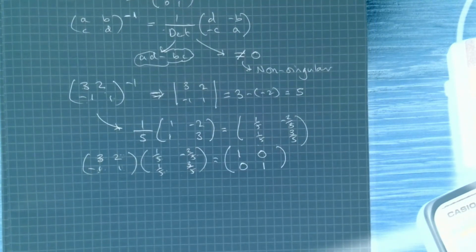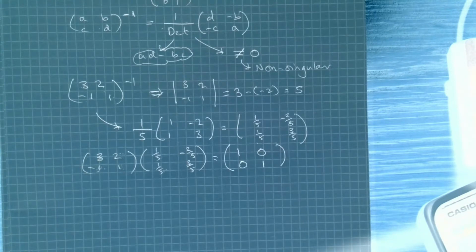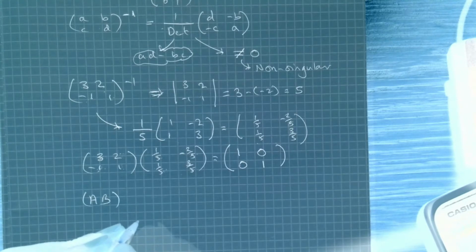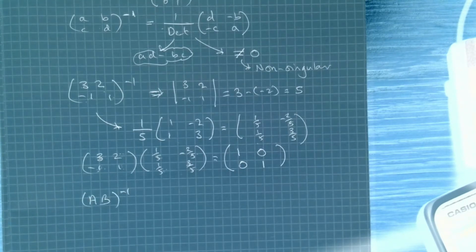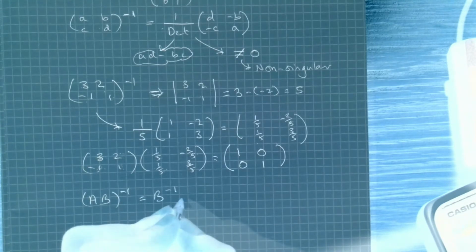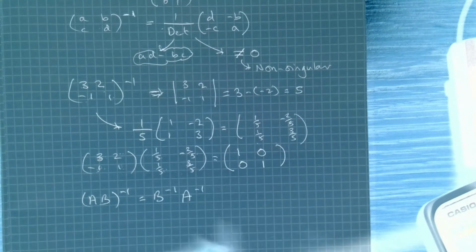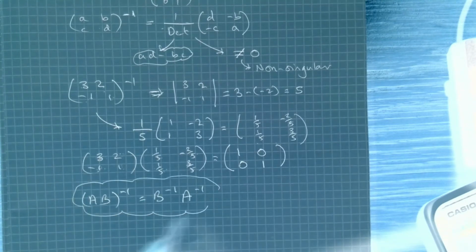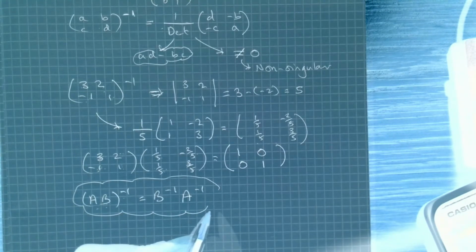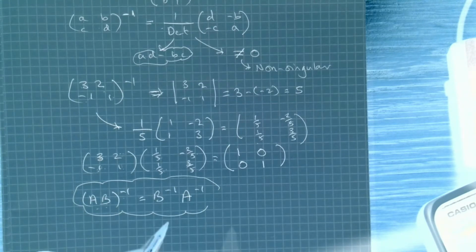There's also some other stuff in that section, and this is a useful rule: if you multiply two matrices together first, then find their inverse, that is equal to the inverse of the second matrix times the inverse of the first matrix. That's useful for changing things around. You can also change this around.